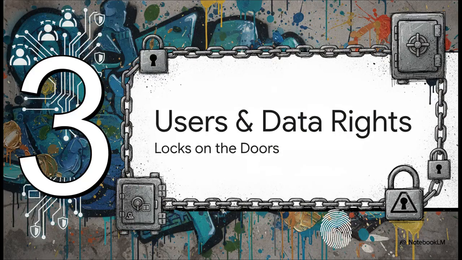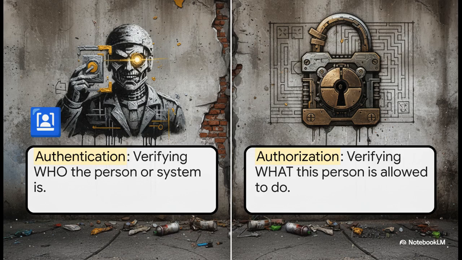All right, section 3, users, data, and rights. It's time to put locks on the doors. Once the application is live, we have to carefully manage who is actually allowed inside. And we need to make a really critical distinction here. Authentication is about verifying who the person is. Think of logging in with an email or OAuth. But authorization is verifying what this person is allowed to do. Just because someone has the key to the front door of your app doesn't mean they get to walk into the master bedroom and read other users' private chat histories.